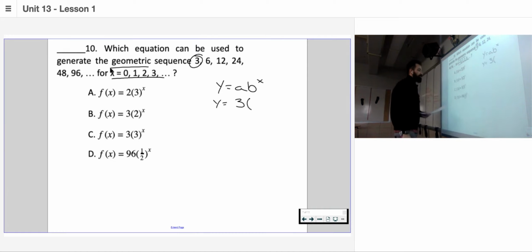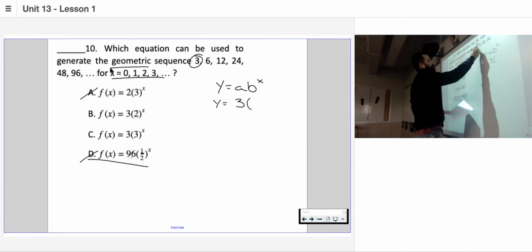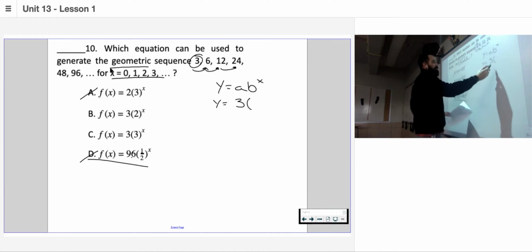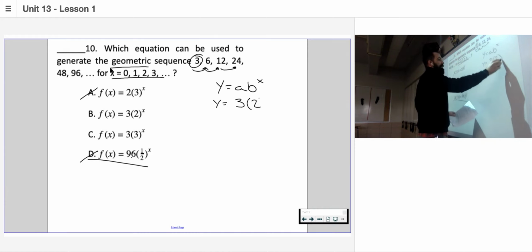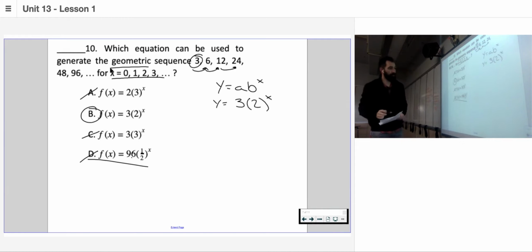Okay, we need to find our rule. First, we can eliminate some stuff. We know that 3 comes first. Oh, that doesn't have a 3 first, so that one's gone. This one doesn't have a 3. D doesn't have a 3 first. That one's gone. So now we have 3, 2, 3, 3. What is my rule? How do I get from 3 to 6, from 6 to 12, from 12 to 24? Well, that's times 2. So my b is 2, which leaves us with b.